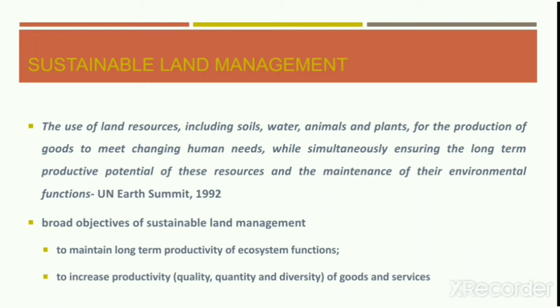Thus, there are two broad objectives under sustainable land or soil management. Objective number one is to maintain the long-term productivity of the ecosystem and its function. And second is to increase the productivity of the goods and services in terms of quality, quantity, and diversity.